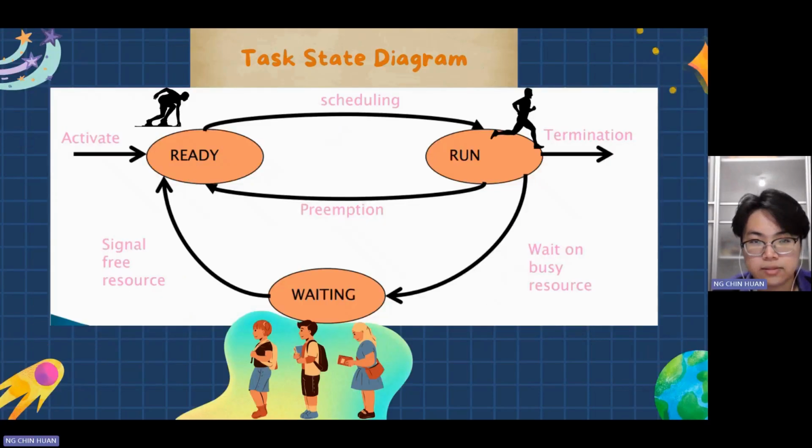Now, this is the task state diagram. So basically, it consists of 3 states, which are running state, ready state, and also waiting state, or sometimes we call it the block state.